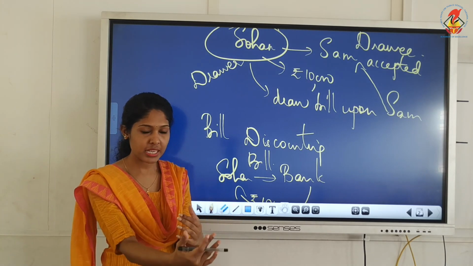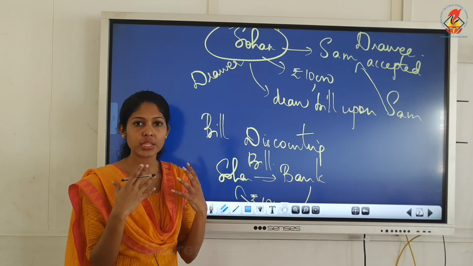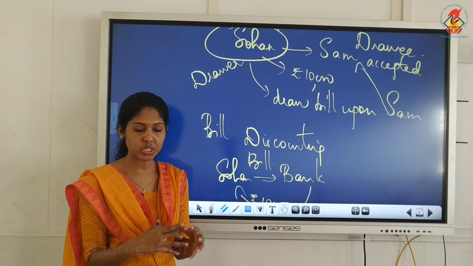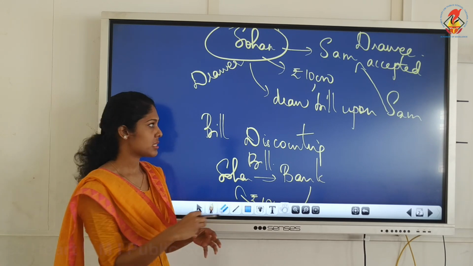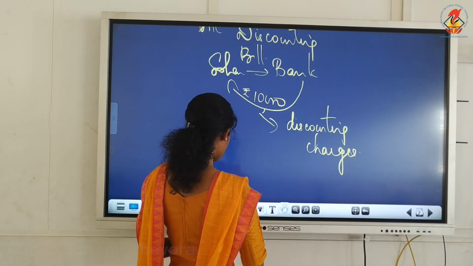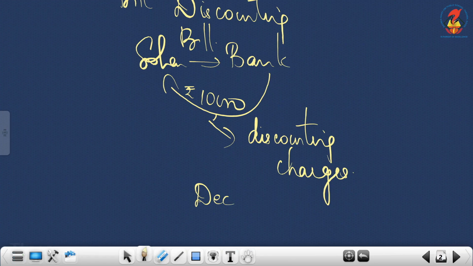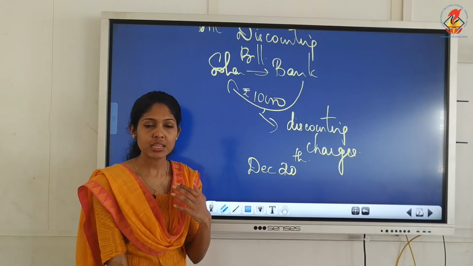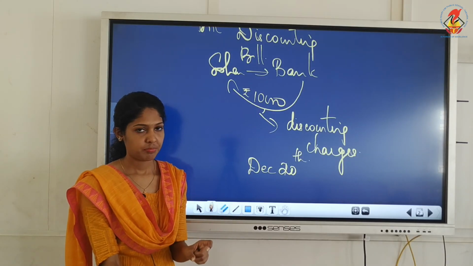He has agreed that he will make the payment on that specified date or on the date of maturity. Date of maturity means the date on which he has to make the payment. So, suppose the date of maturity is fixed as December 20th. Okay, December 20th, Sam should make Sohan the payment of rupees 10,000.